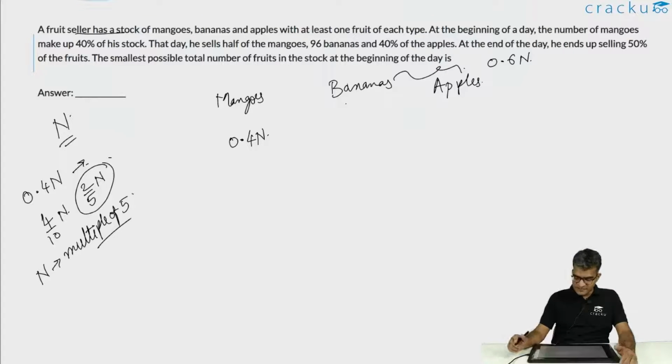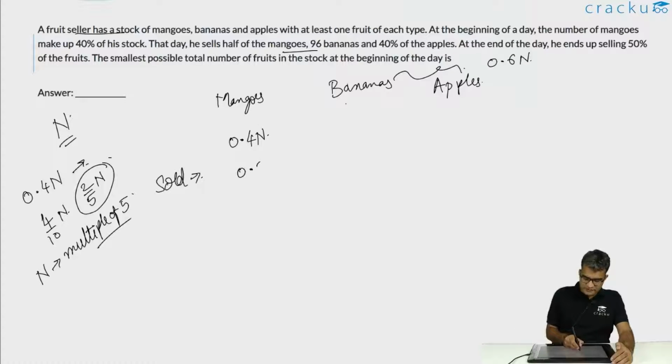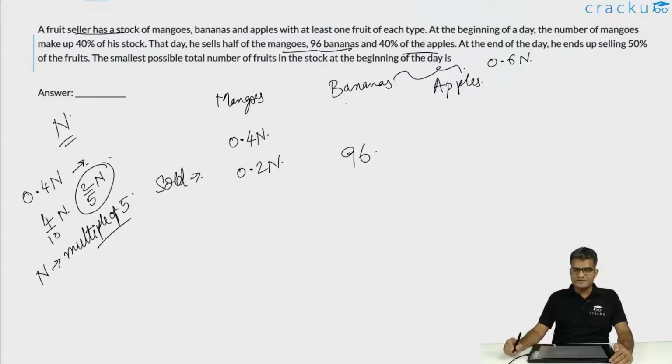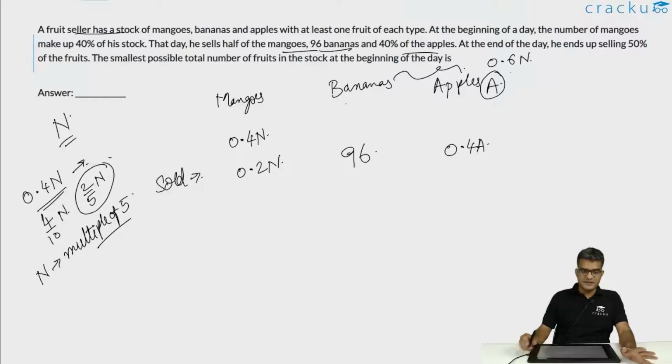Let us look at the other information that is given. Now, he sells half of his mangoes. So the number of fruits that are sold from mangoes is half of mangoes, which is 0.2n. And he sold 96 bananas. So the number of bananas sold is 96, and 40% of apples. Let us assume that the initial number of apples is A. So he sold 0.4A. Again, as with the earlier one, we want 0.4A to be a natural number. So A also has to be a multiple of 5.